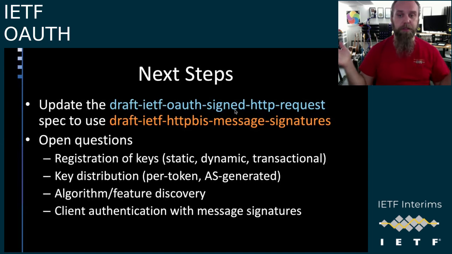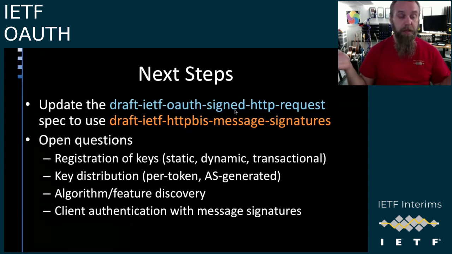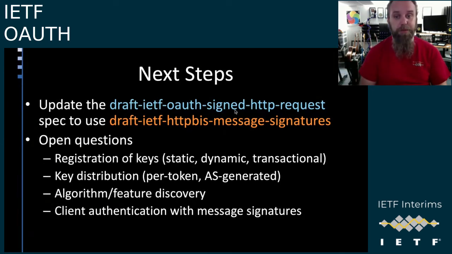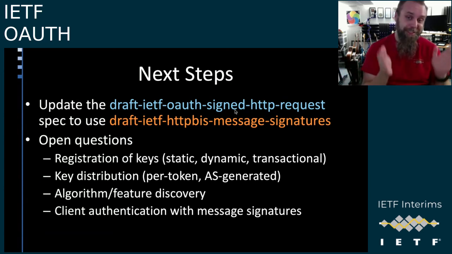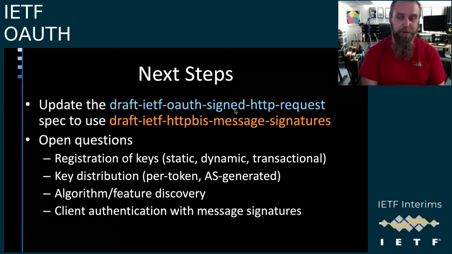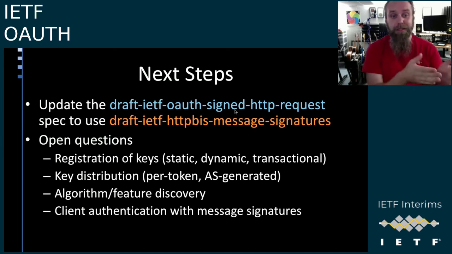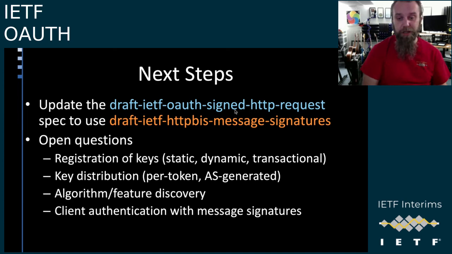So that brings us to my last slide. My suggestion for next steps is that we basically delete the content of the current expired OAuth group signed HTTP request draft and tell it to use HTTP message signatures in the ways that I've been talking about here. The core of it is a relatively short profile. Here's what you have to sign. Here's how you add the token into it, that kind of stuff.